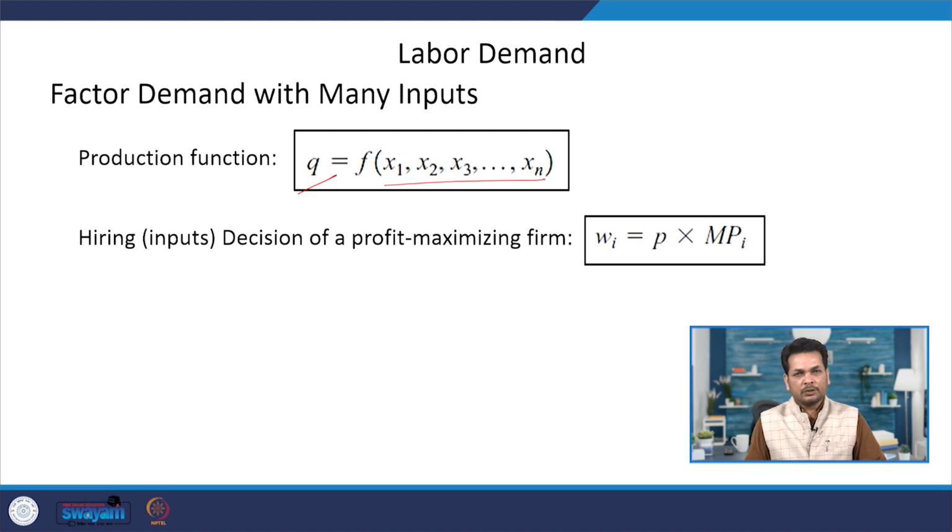Now, for the input hiring decision of a profit maximizing firm, as we have already discussed, the optimal amount of any factor input will be employed in the production process where the marginal product of that factor, or the value of marginal product of that factor, equals the price of that factor input. So, each of these xi's will be employed up to the optimal point where the value of the marginal product of these factor inputs equals their cost.